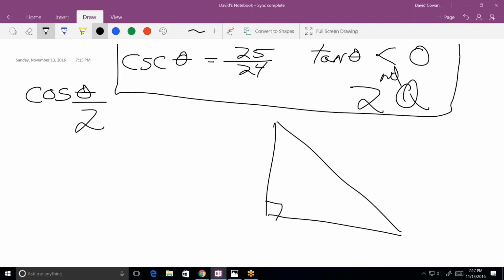This is usually part of the problem, is drawing this triangle and dimensioning it. Well, what can I dimension? Even though we're in the second quadrant, we're going to set that aside for a minute. What are the dimensions of this triangle right here? What's the hypotenuse?